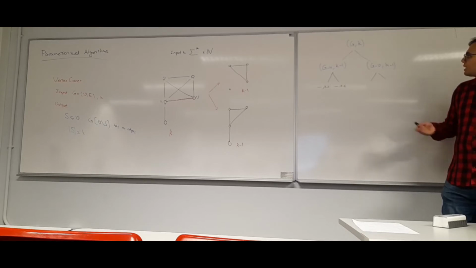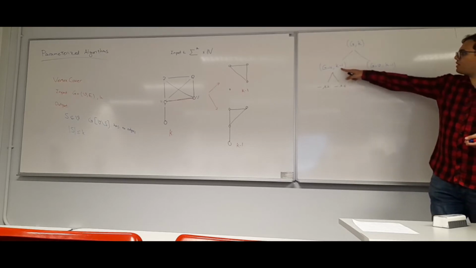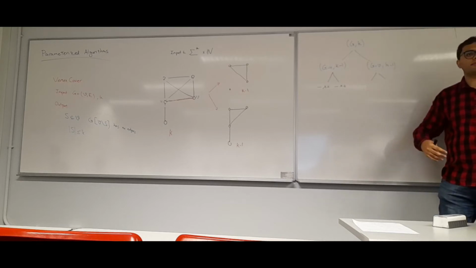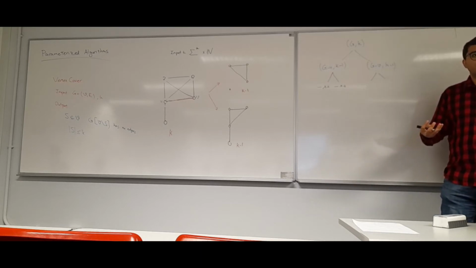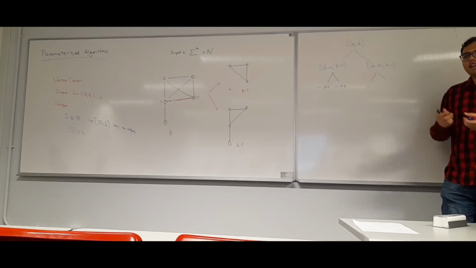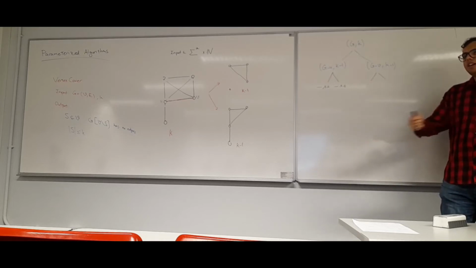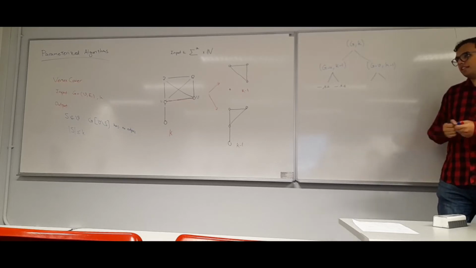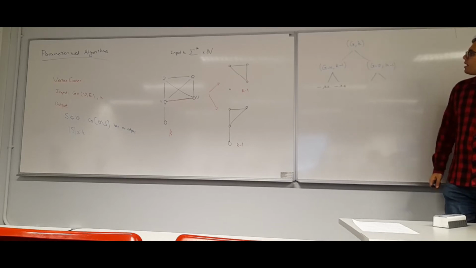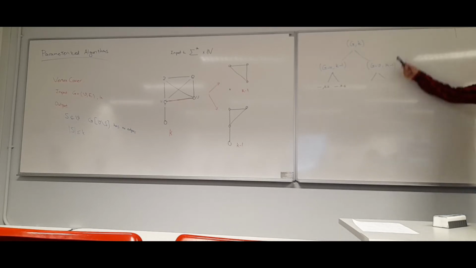Or it might be that as I'm just going down, the value of k is going down, and then the value of k at some point becomes 0. And if the value of k becomes 0, I can't take any more vertices, but I have edges left. So at that point, I can say the answer is no. But how deep can this recurrence tree go?